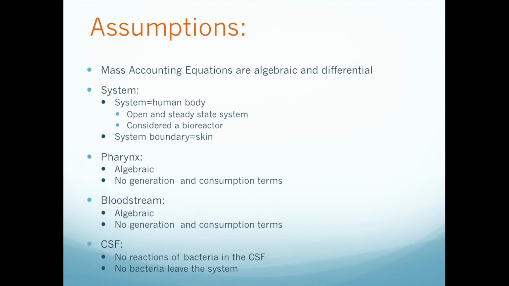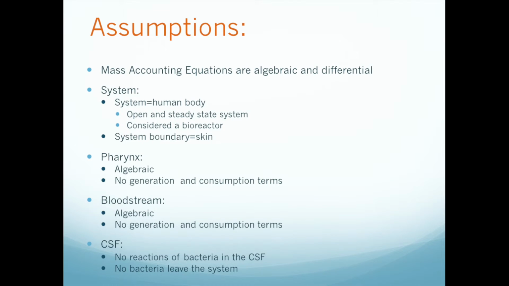There are several important assumptions in our project. First, we use mass accounting equations that are algebraic and differential for different systems. The overall system is defined as the human body, which we assume to be an open, steady-state system, and we also consider the human body as a huge bioreactor. The system boundary is defined as the skin of our body.